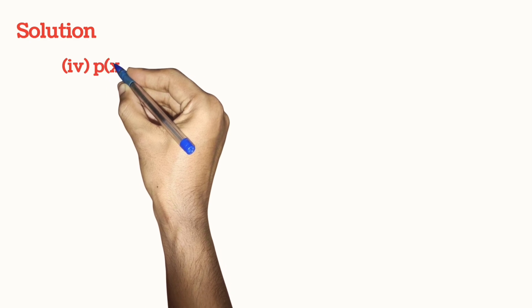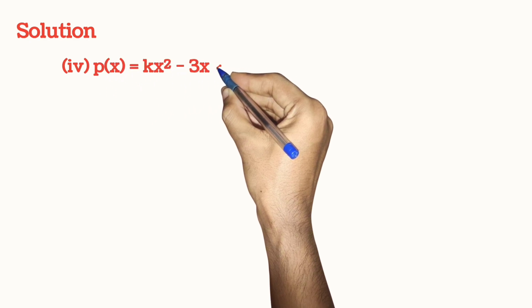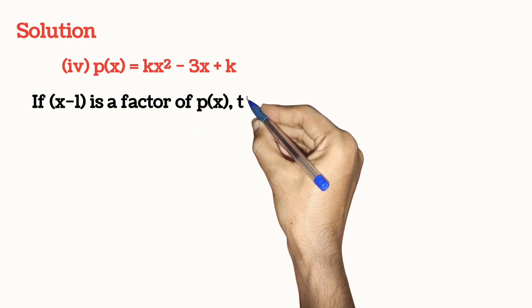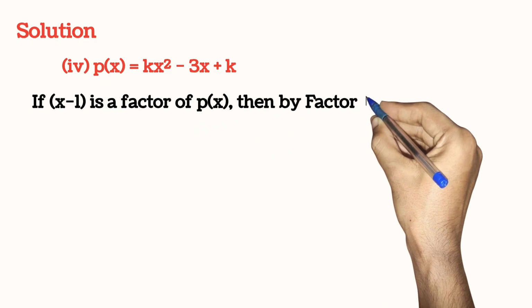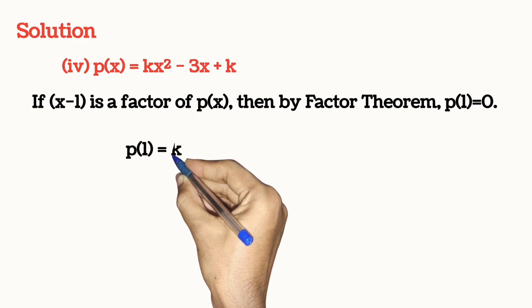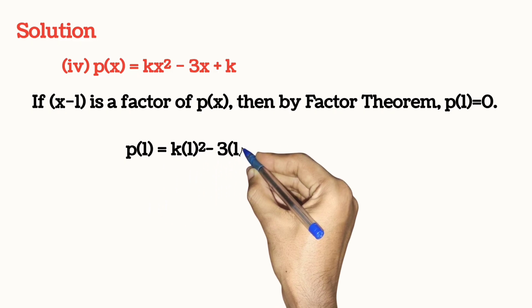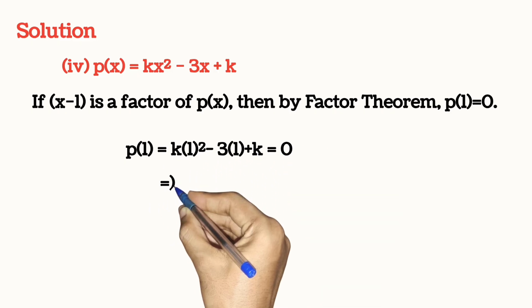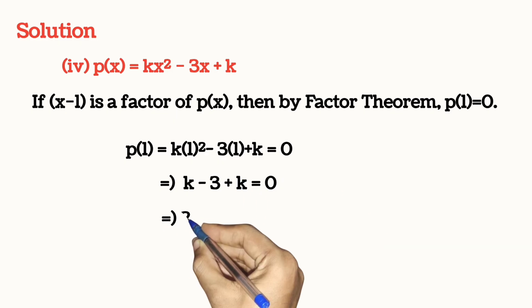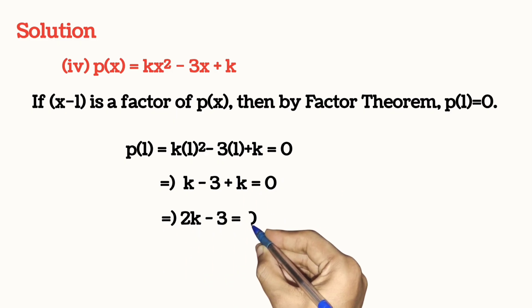Another polynomial p(x) = kx² − 3x + k. If x − 1 is a factor of p(x), then by the factor theorem, p(1) = 0. So p(1) = k × 1² − 3 × 1 + k = 0. Then k − 3 + k = 0. That implies 2k − 3 = 0.